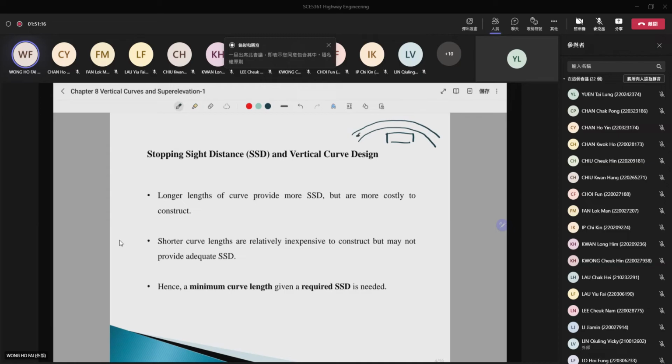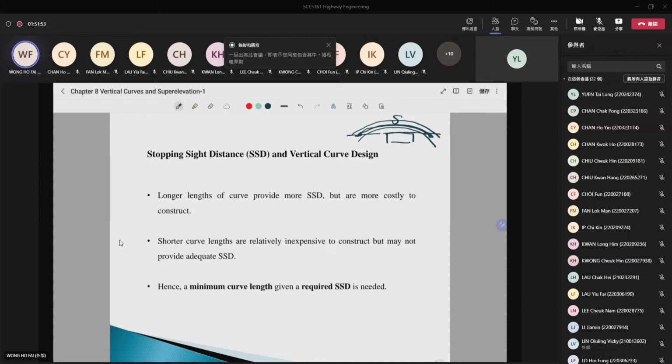Then we just calculate from here to here. We will have the distance equal to S, which is the so-called horizontal sight distance. Because when you see something, you will see it horizontally, but your vehicle will travel along the curve. And then this horizontal sight distance should be equal to the stopping sight distance, because once you see something ahead, you should stop your vehicle. Then this is the horizontal curve.